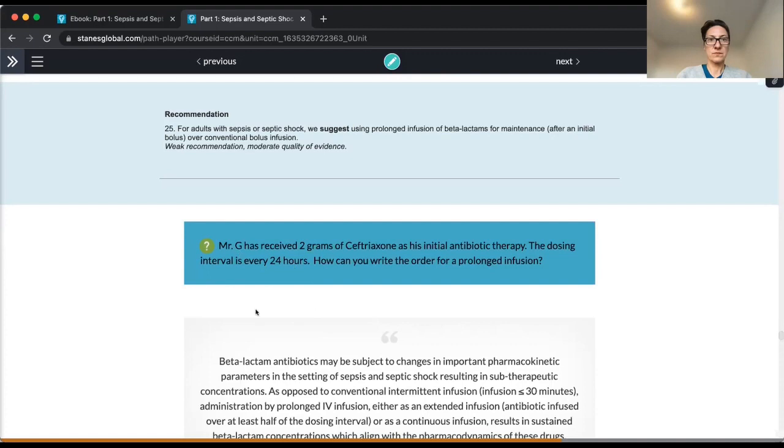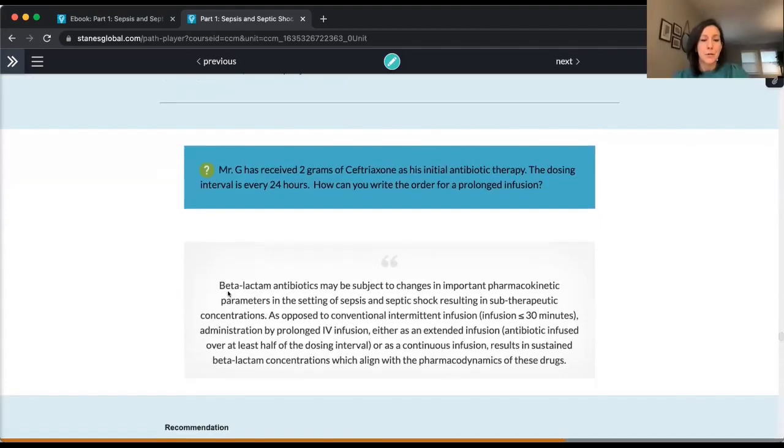So I actually am going to skip to the recommendation or the quote here, and then I'm going to ask you the question. So beta-lactam antibiotics may be subject to changes in important pharmacokinetic parameters in the setting of sepsis and septic shock, resulting in subtherapeutic concentrations. As opposed to conventional intermittent infusion, administration by prolonged IV infusion, either as an extended infusion or as a continuous infusion, results in sustained beta-lactam concentrations, which align with the pharmacodynamics of these drugs.